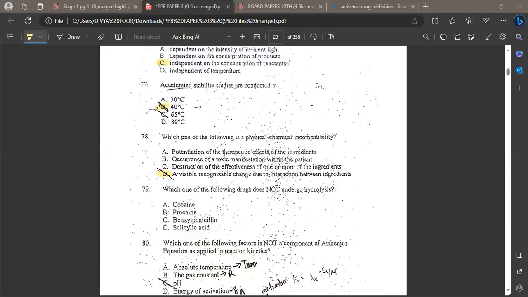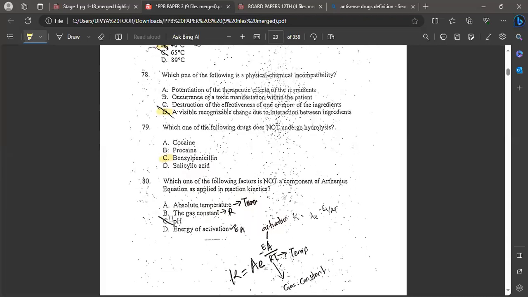Procaine has a metabolite which is called para-something acid. This procaine and salicylic acid. That's, I don't know cocaine. I'm not sure of cocaine. Let me check cocaine. It's hydrolysis.